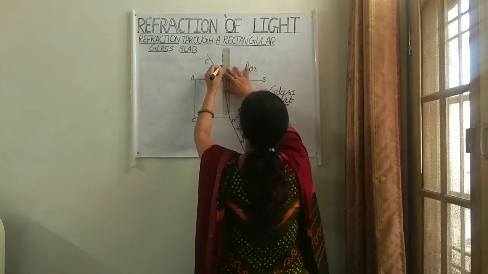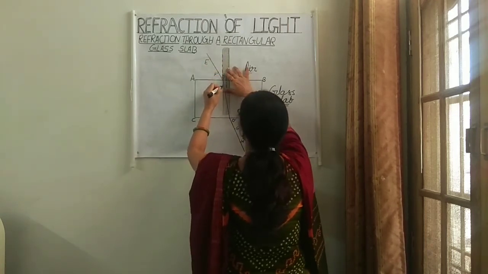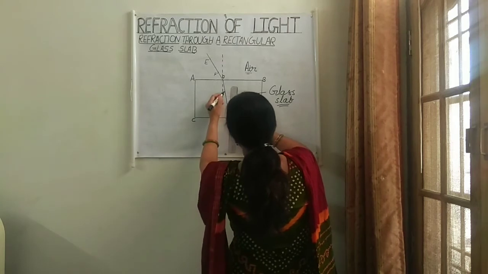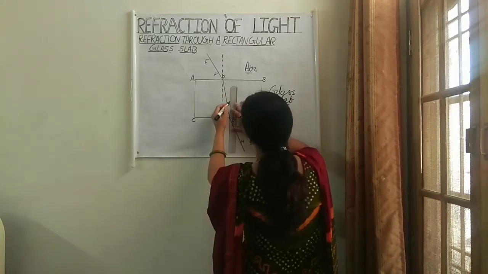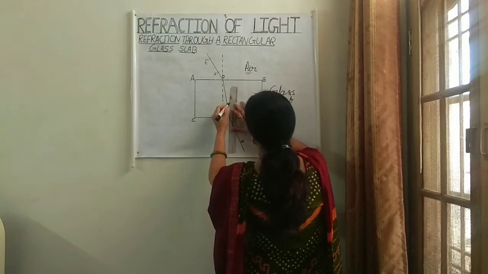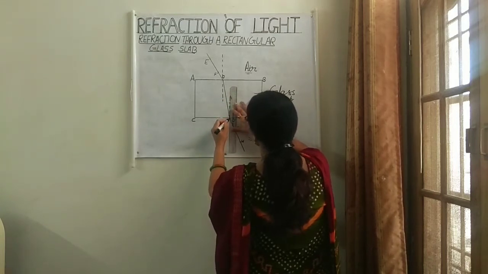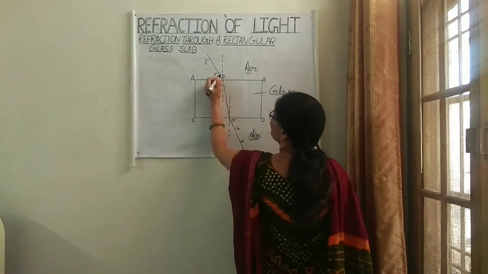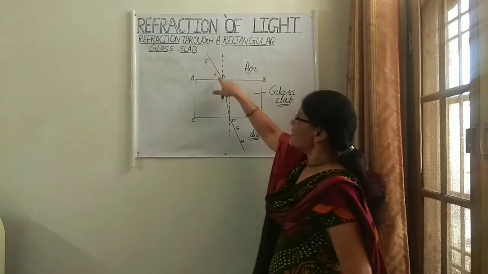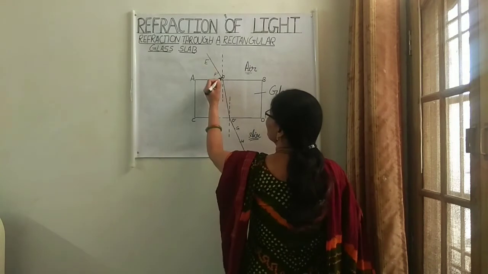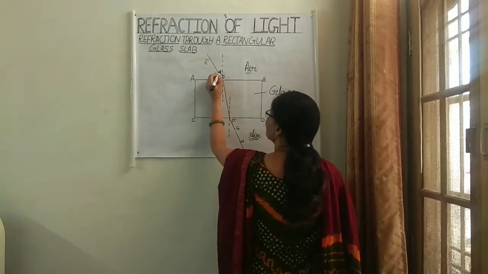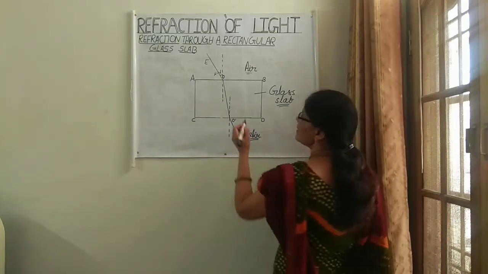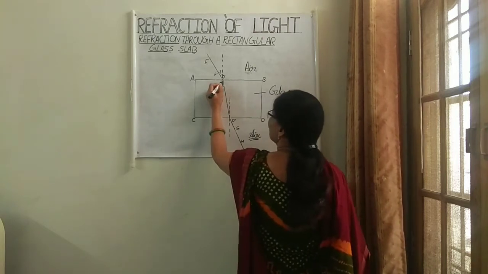We can draw a normal here. Same way we can draw a normal here at the point of incidence of this line. The angle formed between the incident ray and the normal is the angle of incidence.